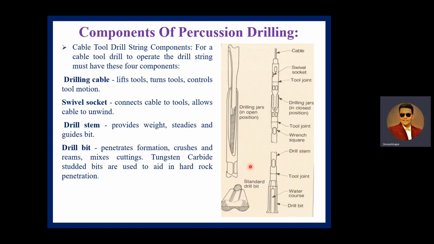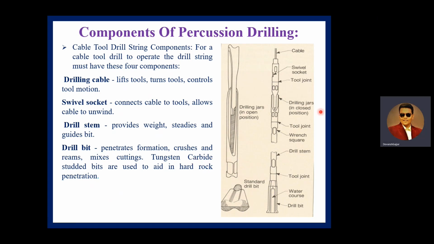So, the components of percussion drilling. The cable tool drill string operates on four principal components. First is the drilling cable. It lifts the tool and is used to provide reciprocation to the tool. Whenever we are circulating the baler out of the wellbore, the drilling cable plays a very important role as it helps provide reciprocating motion to the tool.